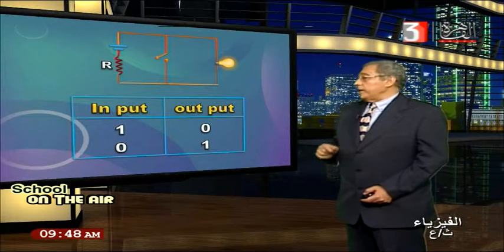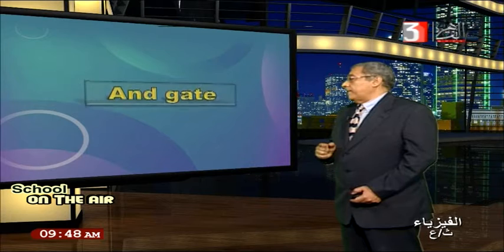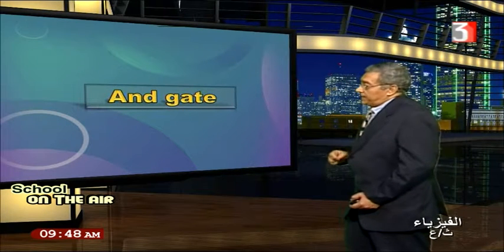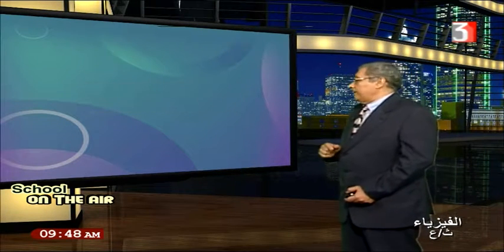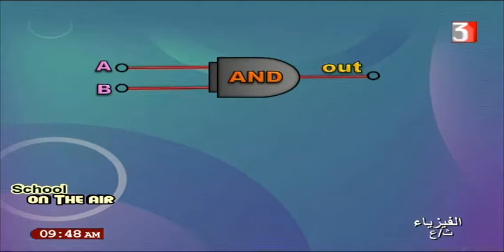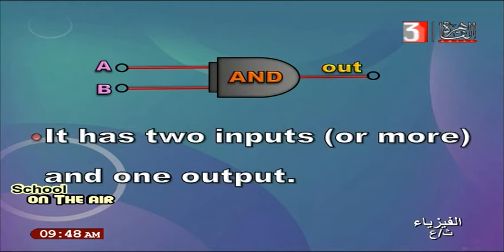The second one is the AND gate. What about the AND gate? Your attention, please. This is the symbol, and you should memorize it quite well. This is the symbol of the AND gate. It has one output and it has two inputs or more. It could be 3 or 4, but just one output.